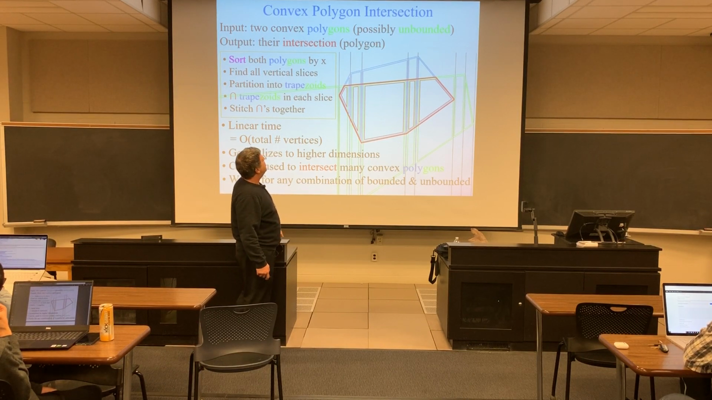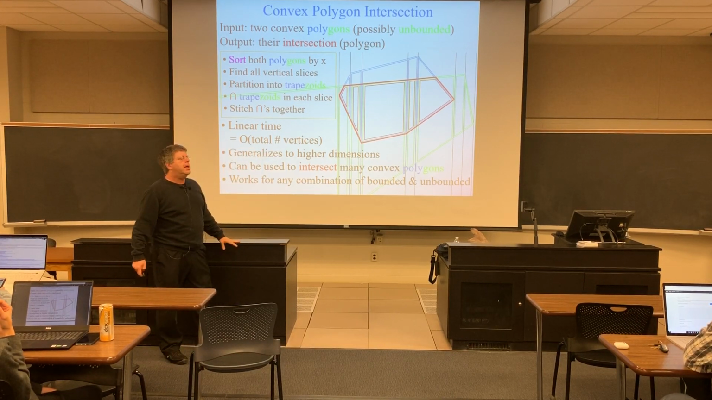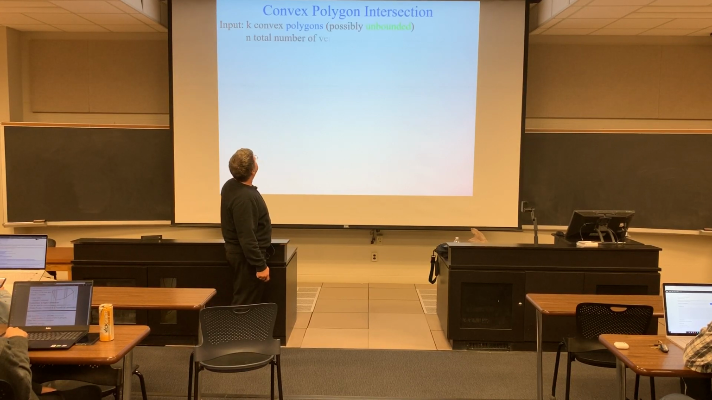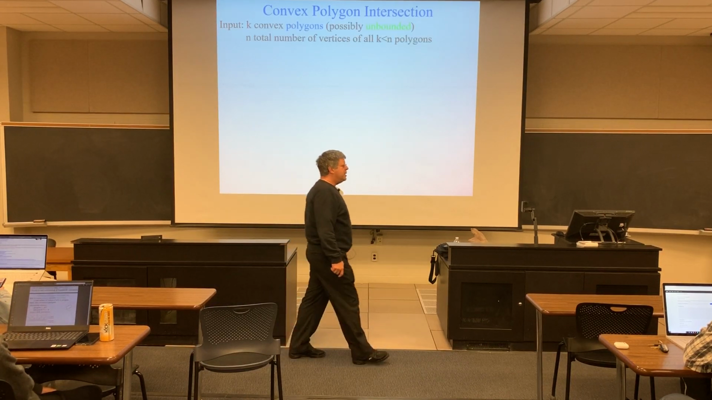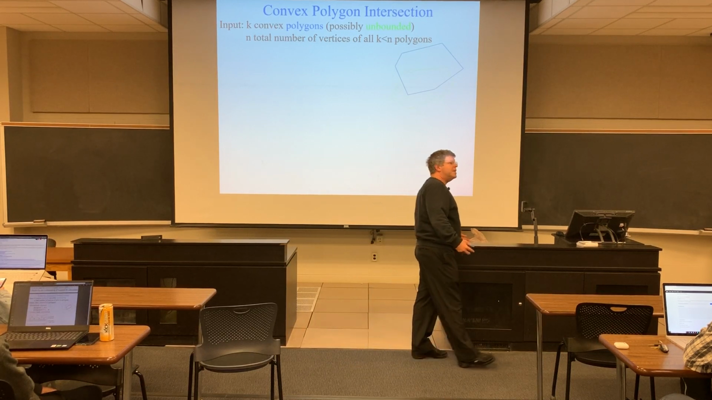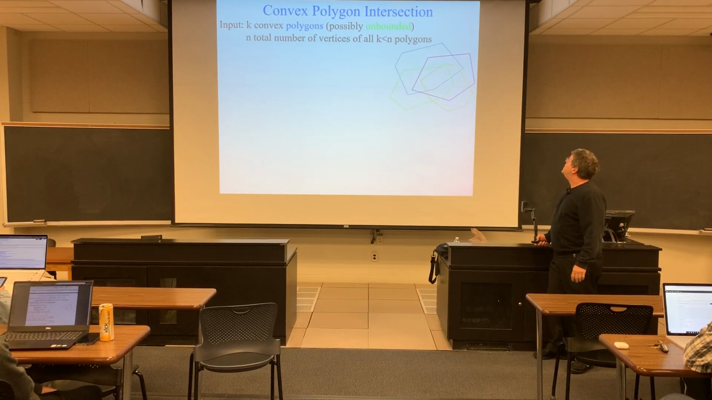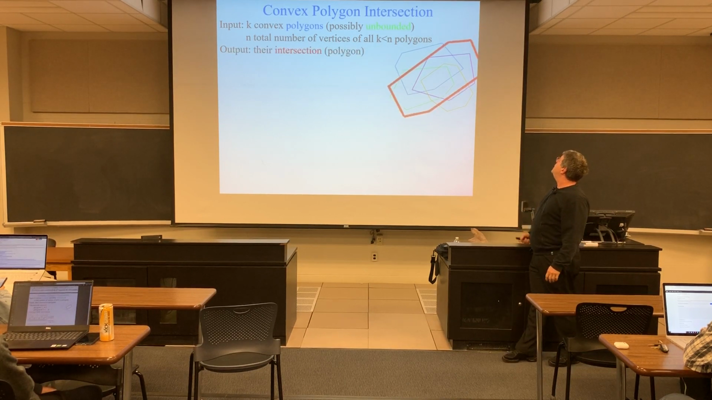So this can be generalized to arbitrary numbers of convex polygons. So let's see how that works. And again, some of these polygons can be unbounded, others can be bounded. It doesn't matter. The same scenario still works. So how do we do K polygons? So here's 4 polygons, a yellow one, a green one, a purple one, and a blue one, and there's the intersection in red of all 4.